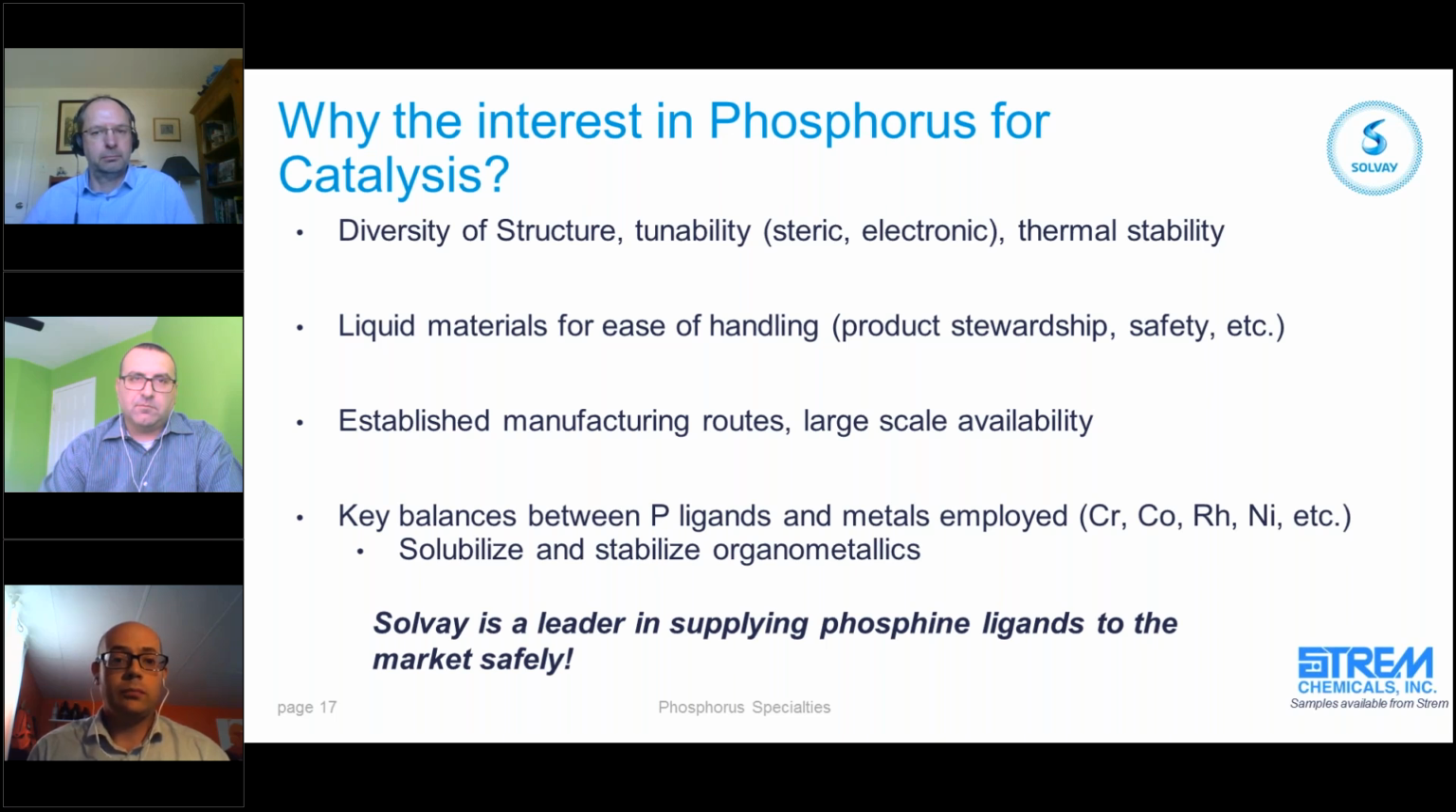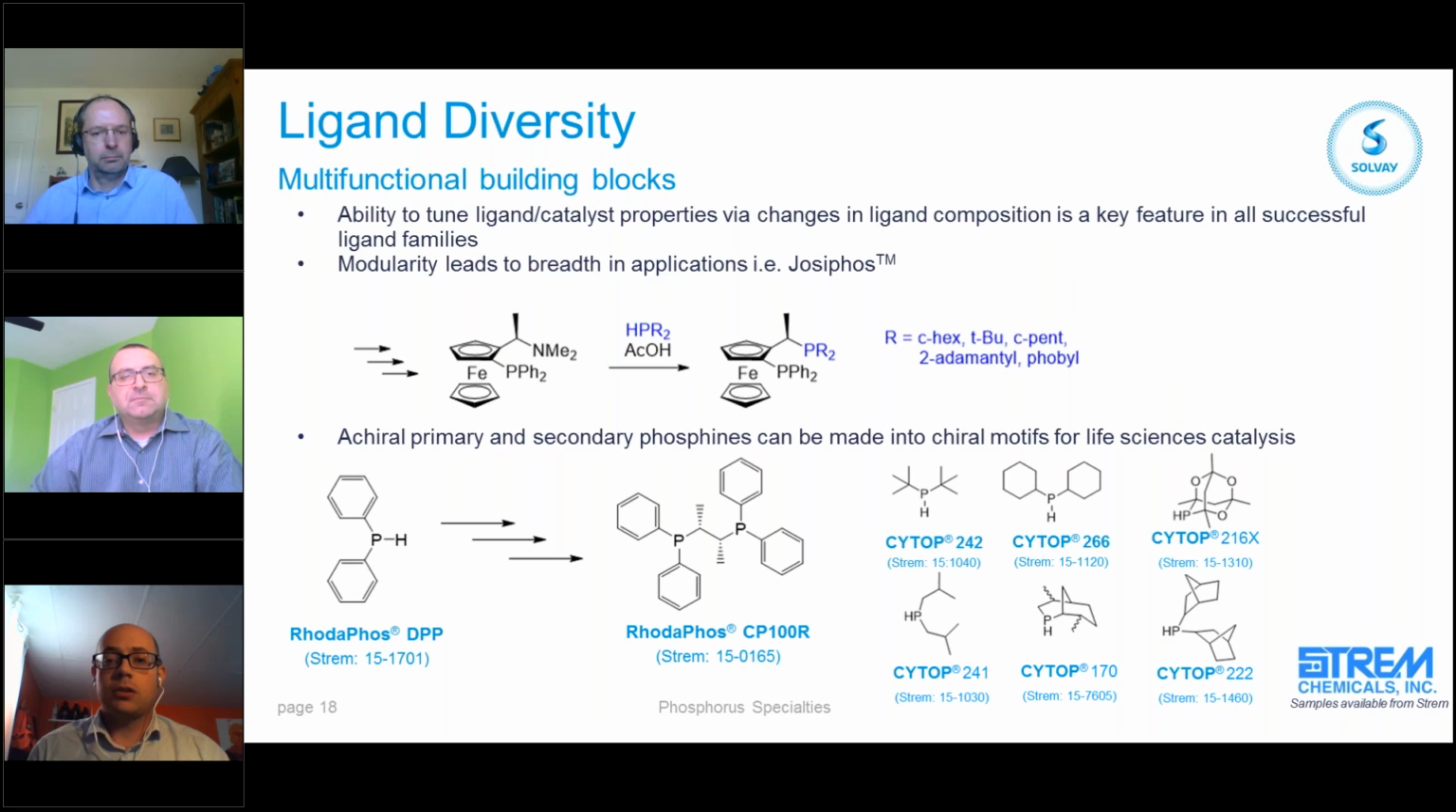Next slide. So the first topic I want to touch on is really ligand diversity, because that's the crux of a lot of catalysis. Without diversity and being able to tune the structure, you're really going to get nowhere fast. So what I wanted to start with was the example of the Josephos ligand family, because that's a really nice example where you've got this amine group in the precursor for the Josephos, and adding a secondary phosphine allows you to tailor that molecule quite dramatically.